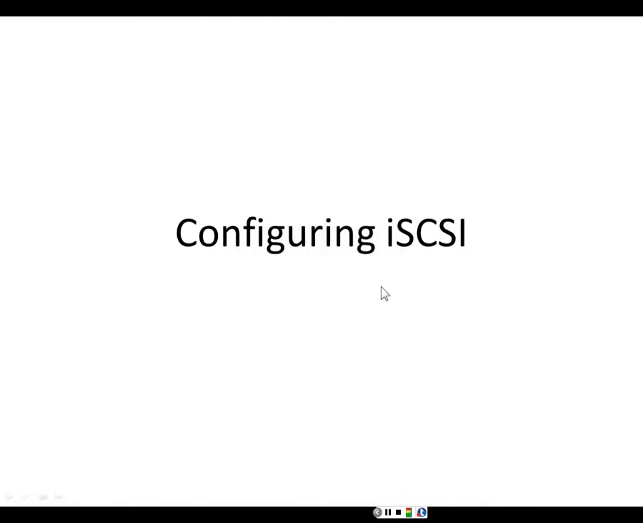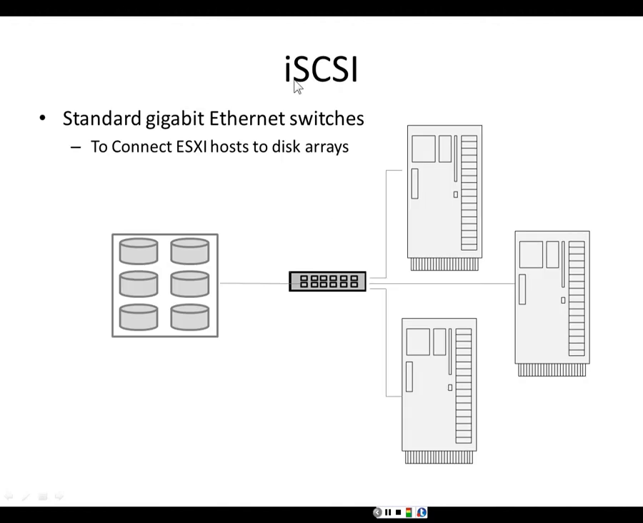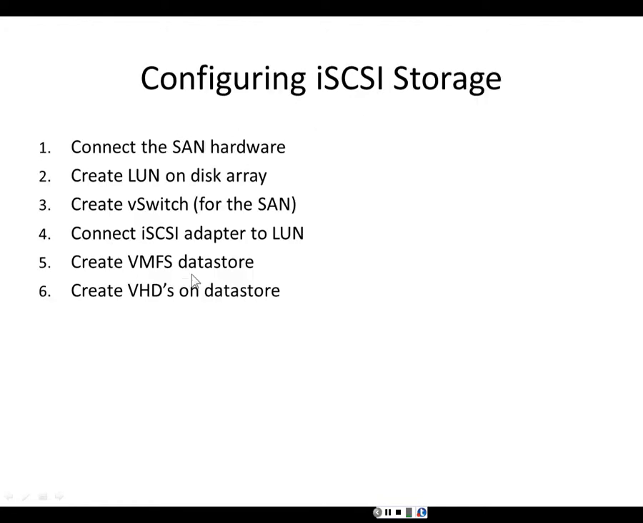Let's get started on configuring iSCSI. iSCSI, as you know, uses standard gigabit Ethernet switches to connect ESXi hosts, multiple ESXi hosts, to a common disk array. There are 6 steps in configuring iSCSI storage.